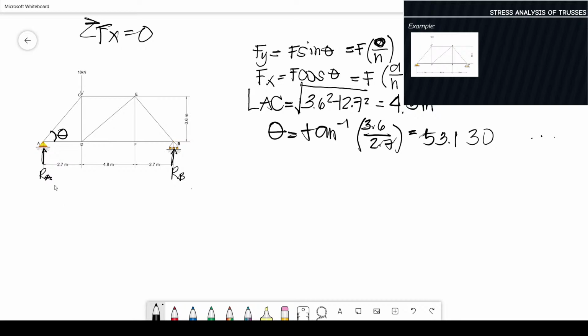Okay. So, yun. So, again, we don't have vertical reaction at A kasi wala naman tayong vertical reaction on the whole truss. Okay? So, let us try to find RA first. Diba?